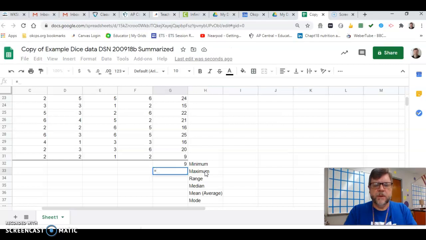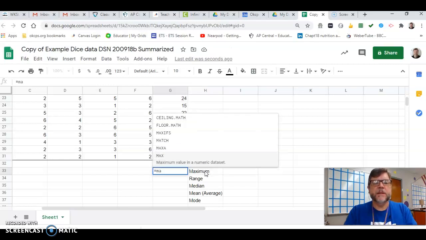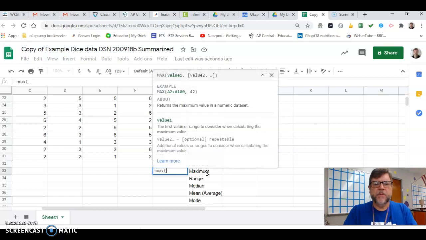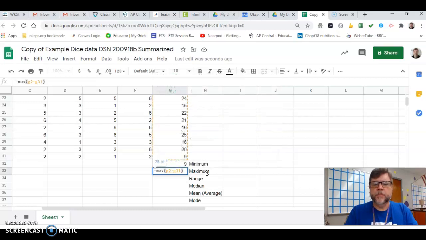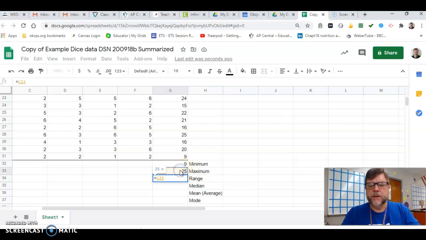Maximum is equals max. And again, we tell it the range of cells, so G2 to G31. That gives us the largest value. Now, to find the range, we just subtract the smallest value from the largest value. So, equals this value minus this value. So 25 minus 9 is 16.